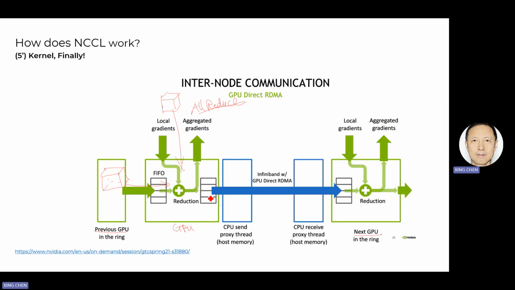Then I need to send the result to the next GPU, but the next GPU is not located in the same server. It's located in another server. That means we need to go through the InfiniBand network, and the InfiniBand needs to take the data. Now, this piece of the code, the communication by using MPI, is going to be done by the CPU.